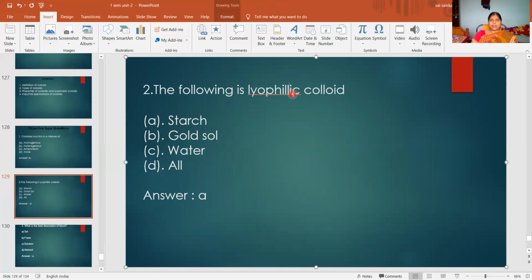Then, the following is a lyophilic colloid. A starch, B gold salt, C water, and D all. So all is not the answer. Water is a solvent. So which one is the answer? Lyophilic. Starch is the lyophilic colloid.